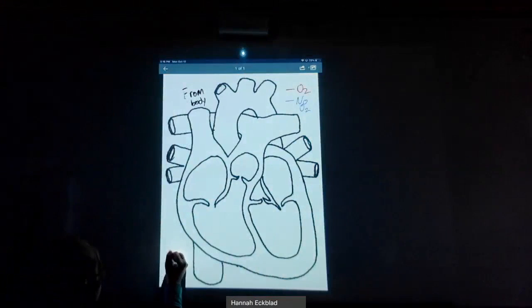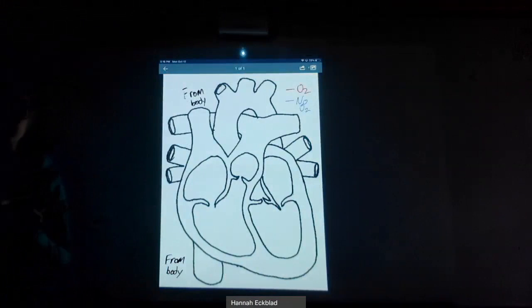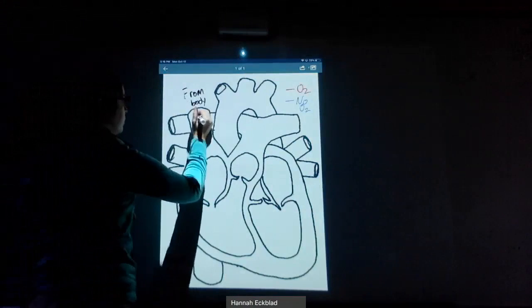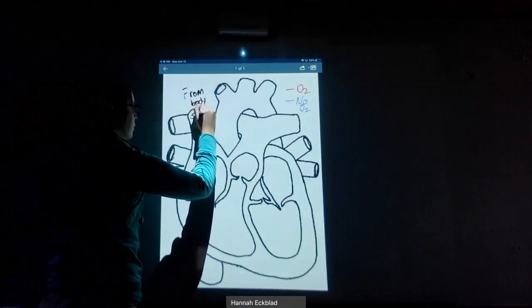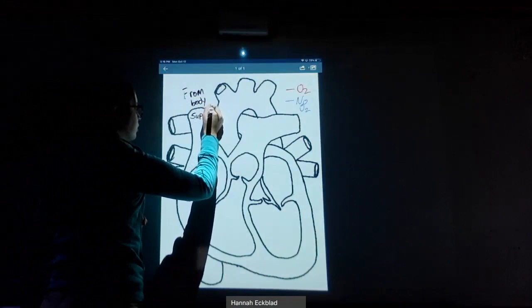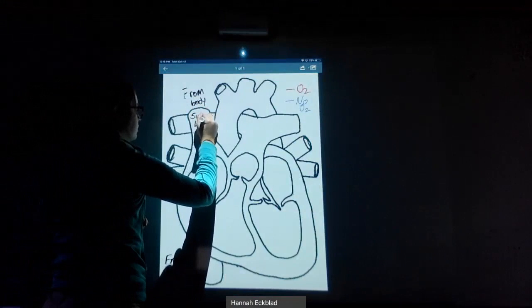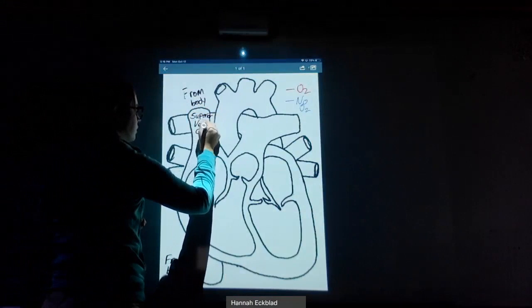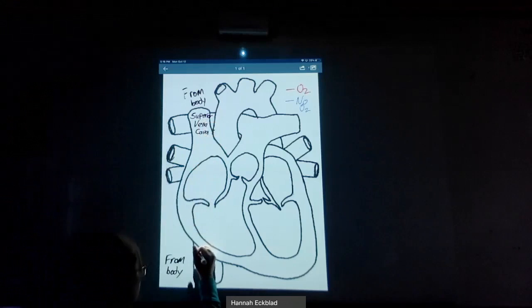But we're making things a little more complicated because instead of there just being one vena cava, there's actually two. We call it the superior vena cava and the inferior.